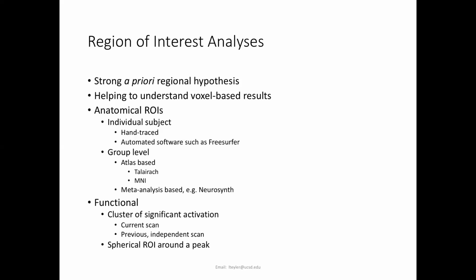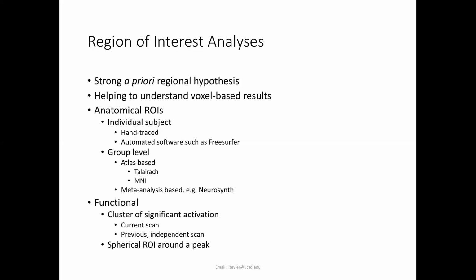Or you could apply your anatomical ROIs at the group level, so you could use atlas-based ROIs. Once you have everybody in a standard space like MNI space or Talairach space, then you could take those atlases and the divisions, like say Brodmann's area 9, and make a region of interest, and then apply that to the group effects, or apply it back to each individual subject in the normalized space, and look at that as well.